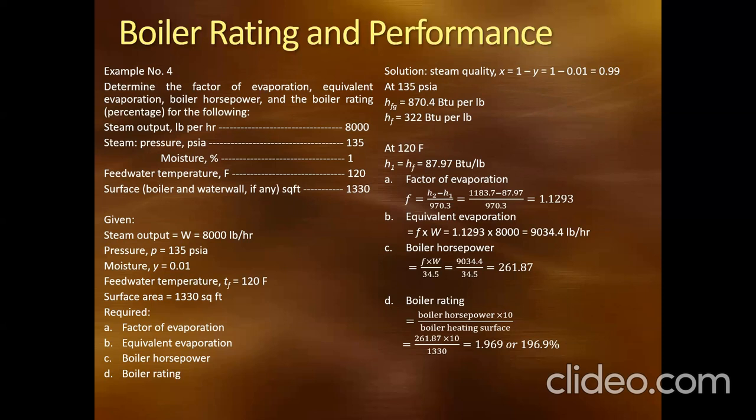B, equivalent evaporation is equal to F times W, which is 1.1293 times 8,000, equal to 9,034.4 pounds per hour. C, boiler horsepower is equal to F times W over 34.5, which is 9,034.4 over 34.5, equal to 261.87. D, boiler rating is the boiler horsepower times 10 divided by the boiler heating surface, which is 261.87 times 10 divided by 1330, equal to 1.969, or 196.9%.